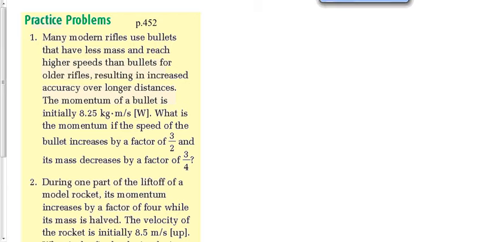All right, let's have a look. Many modern rifles use bullets that have less mass and reach higher speeds than bullets for older rifles, resulting in increased accuracy over long distances. The momentum of a bullet is initially 8.25, all right? What's the momentum if the speed increases by 3 over 2 and the mass decreases by 3 over 4? What's the difference between the mass and the velocity here? What's happening to the mass?